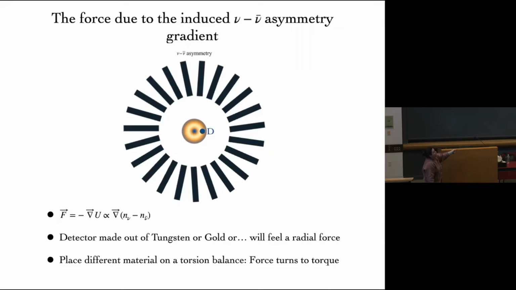The mass needs to be made of something that has huge atomic numbers and high densities. So tungsten is a great material, gold is actually the best, because it turns out it has very nice properties for many of the things that we're discussing. And the force will always be in the radial direction for a single object, okay? Now, there is a way to convert it into a torque.